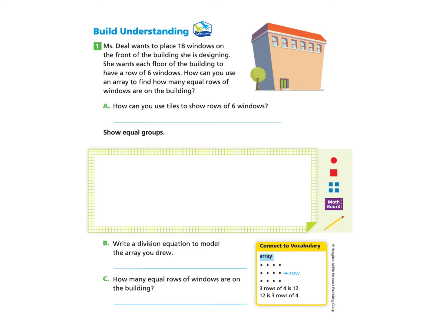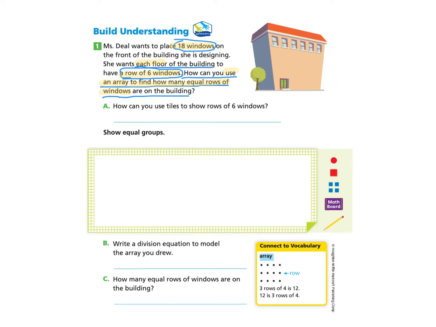Miss Deal wants to place 18 windows on the front of the building she is designing. She wants each floor of the building to have a row of 6 windows. How can you use an array to find how many equal rows of windows are on the building? Let's review that problem again. She has 18 windows that she wants to use, and on each floor, she wants a row of 6 windows. And our job is to use an array to find how many equal rows of windows are on that building.